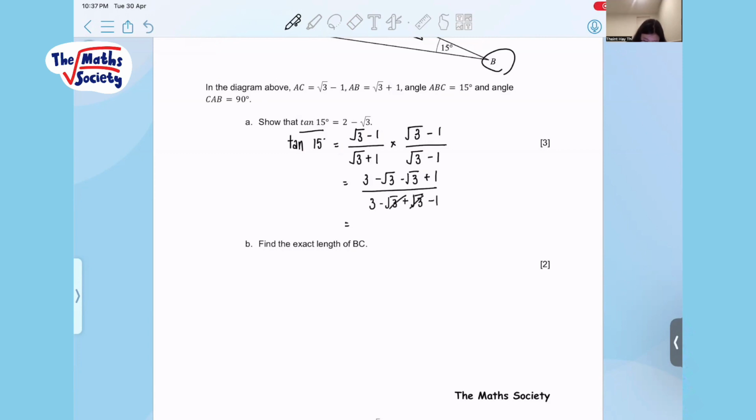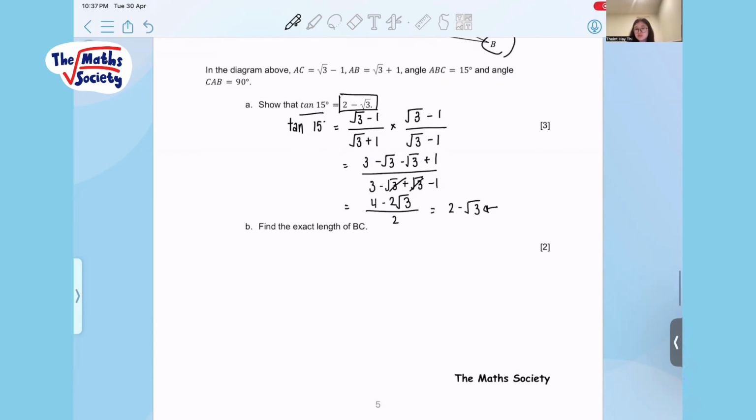So it's just cancelling out. And you have 3 plus 1, which is 4 minus 2 root 3. And then divided by 3 minus 1, which is 2. You just divide again, 2 minus root 3. And we know that here we have the same answer, so it's correct that it is shown.